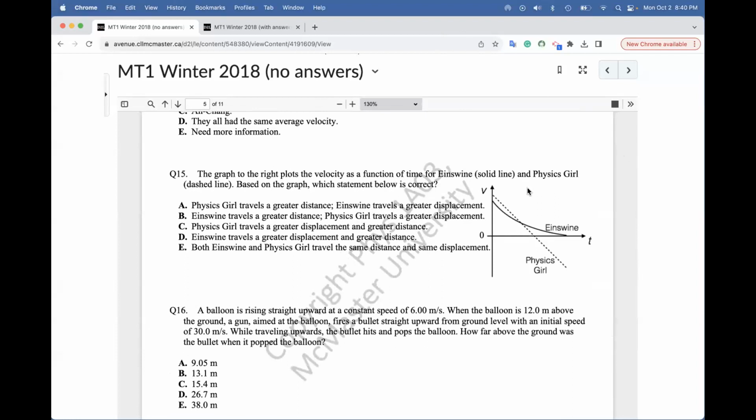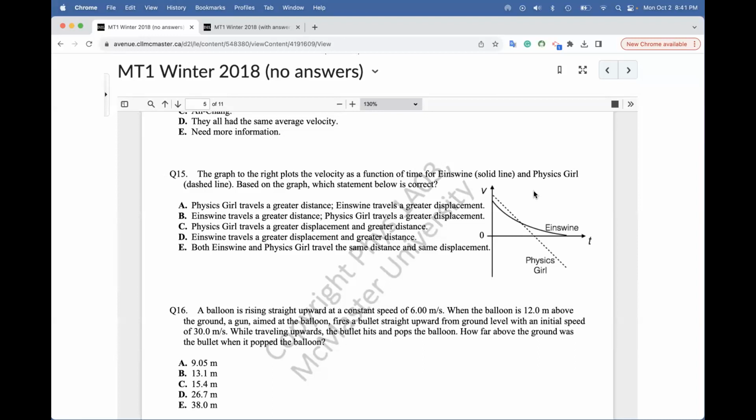So a balloon is rising straight upward at a constant speed of 6 meters per second. So constant speed means that the slope is 0. It's not accelerating. Acceleration is equal to 0. So we can take that piece of information and jot that down in case we have to use a kinematics equation. So I just write down acceleration equals 0 meters per second squared, V equals 6 meters per second.